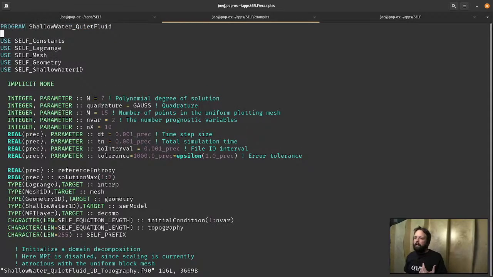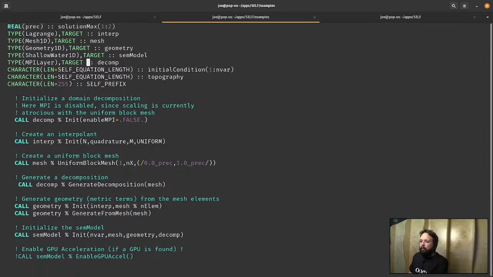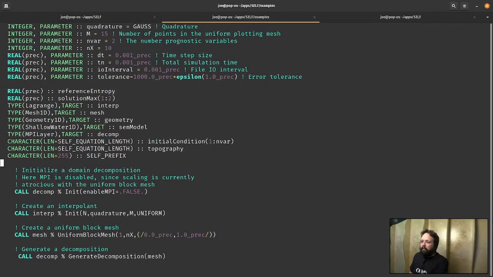Okay, so just like we had before, we're going to do domain decomposition. We'll go ahead and get that initialized. Now we're not going to use it because we're not doing MPI in 1D. This is such a small amount of work, it's not really necessary. We'll create an interpolant. Again, we're going to start with the Gauss quadrature degree 7. Later, I'm really interested in seeing the difference in the Gauss and Gauss-Lobatto quadrature once we get those correction terms in there. I'm just really intrigued at what's going on.